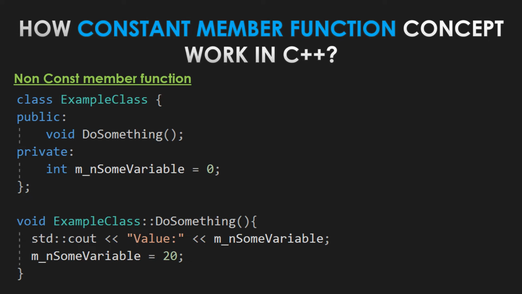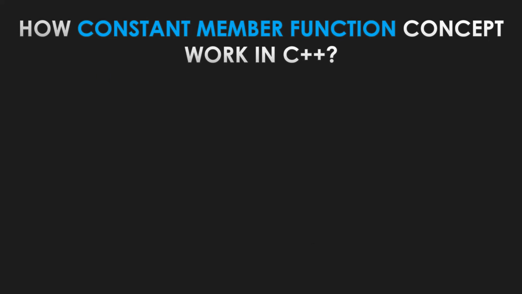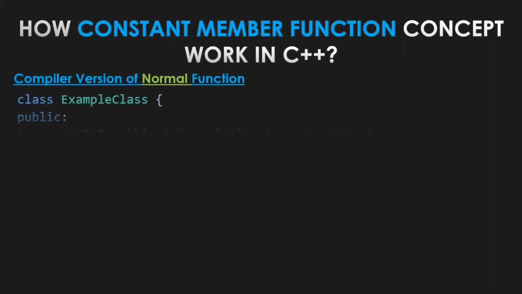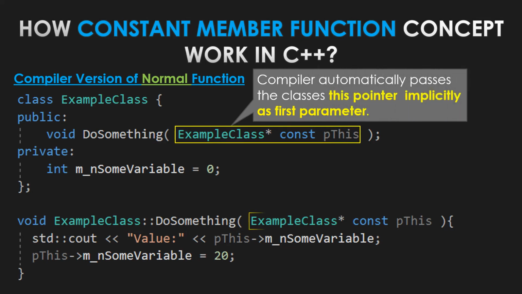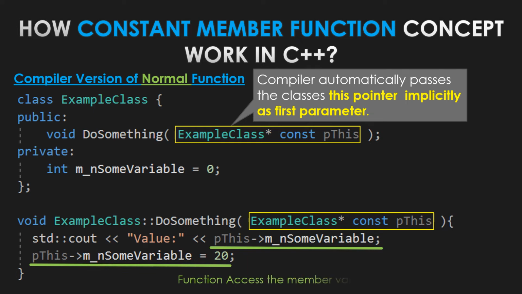Let us see how the member variable is accessed by the function. At compile time, the compiler automatically passes the class's this pointer implicitly as the first parameter of the function. Inside the function, this implicit parameter is used to access the member variable as shown here. This is how a member function accesses the member variables of that particular class. Important to note that this parameter is automatically passed by the compiler as the function's first parameter.